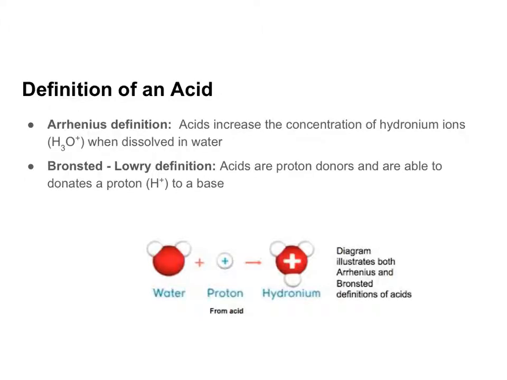So the first thing that we have to refresh your memory about is the definition of an Arrhenius acid versus the definition of a Bronsted-Lowry acid. They are similar, but not exactly the same. So an Arrhenius acid is a substance that when added to water increases the hydronium ion concentration of that particular new solution.